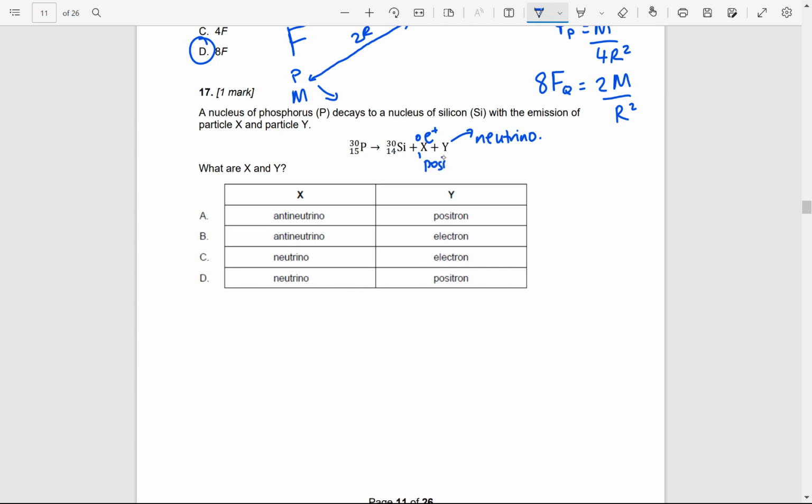Okay, so we've got a positron, an anti-electron, a positron. So X is a positron. Oh, sorry. Okay, X and Y. It doesn't matter which way around you've got them. I always put the neutrino last, but they've already done it that way. We're looking for a positron and a neutrino, so it's going to be D.